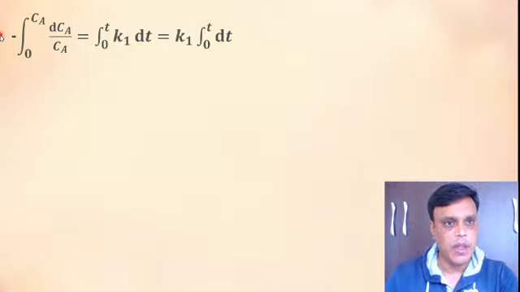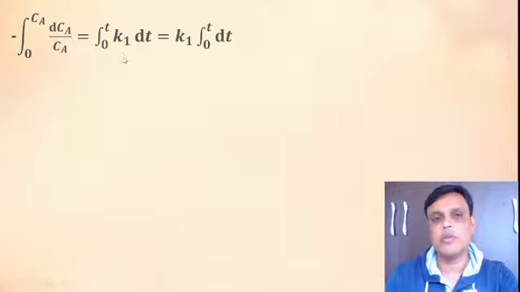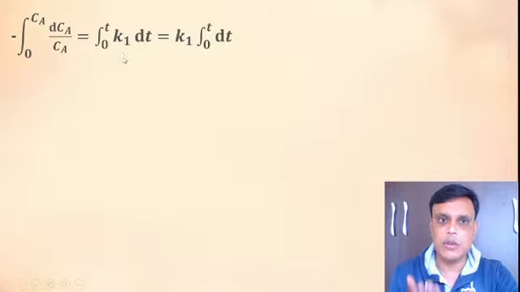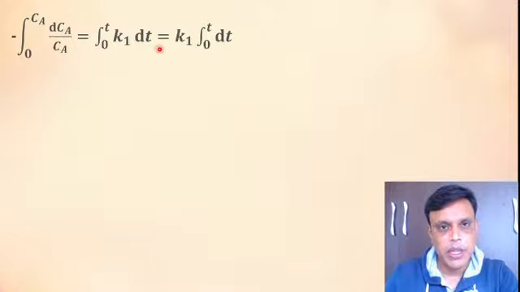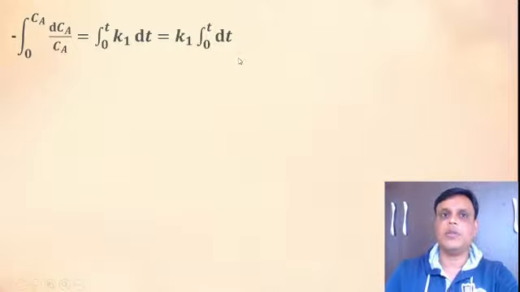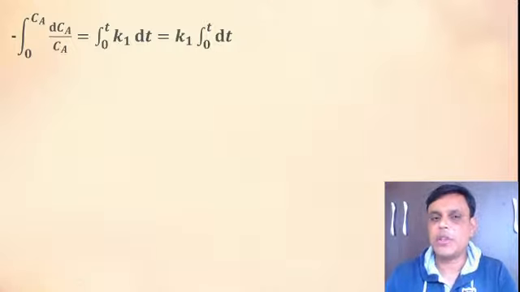So we will integrate minus integration C0 to CA dCA by CA is equal to integration 0 to t, this is our limit, K1 dt. Now here K1 is a constant, called the rate constant for first order reactions. Because it is a constant, we will take it outside of the integration. So it gives you K1 integration 0 to t dt.